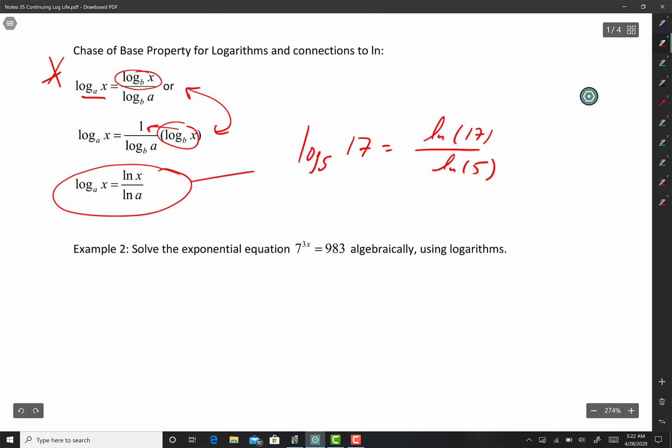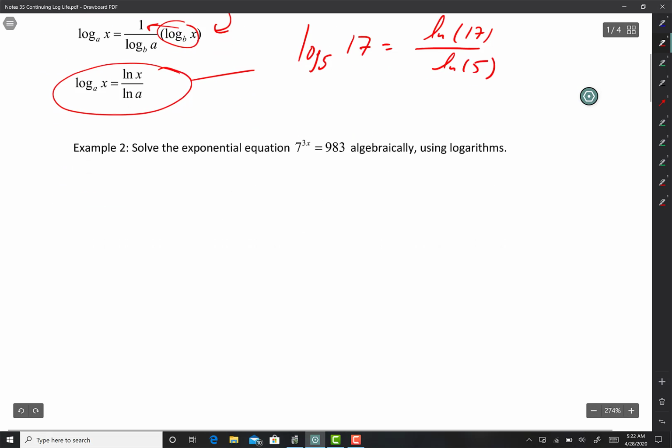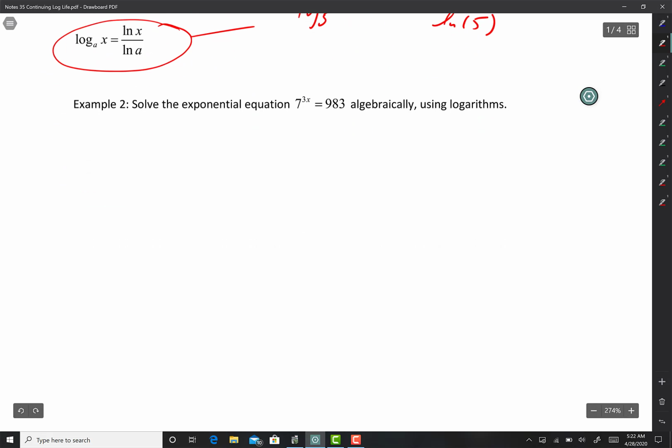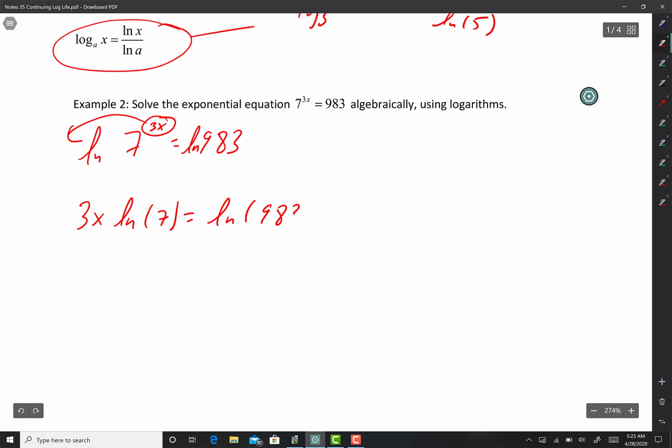This is actually very handy, guys, especially when you're taking math entrance exams with no calculator. Solve the exponential equation 7 to the 3x equals 983 algebraically using logarithms. Okay, just like before, so 7 to the 3x equals 983. I want to bring this 3x down. So what I'm going to do is put an ln on the left, put an ln on the right, because whatever you do to one side, you do to the other. Bring the 3x down, so 3x ln of 7 equals ln of 983.